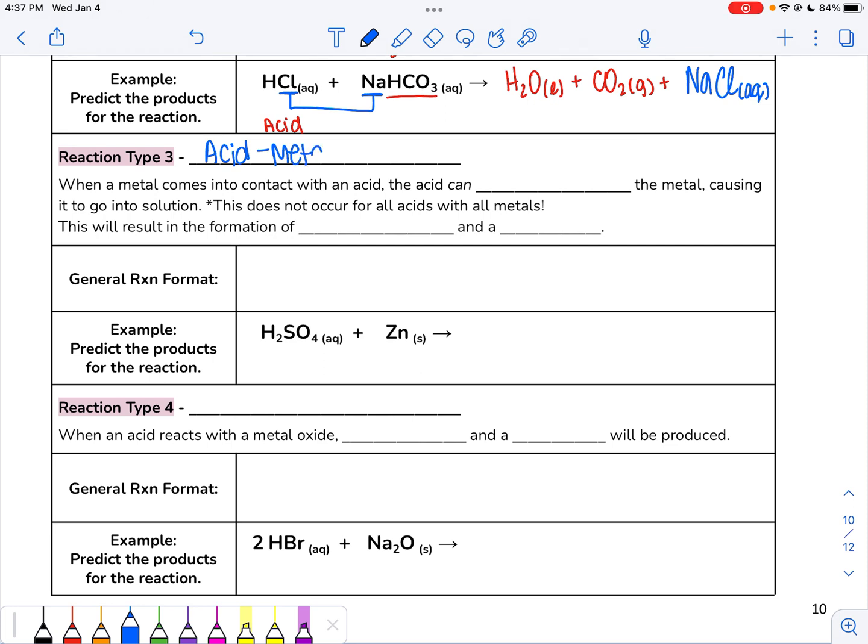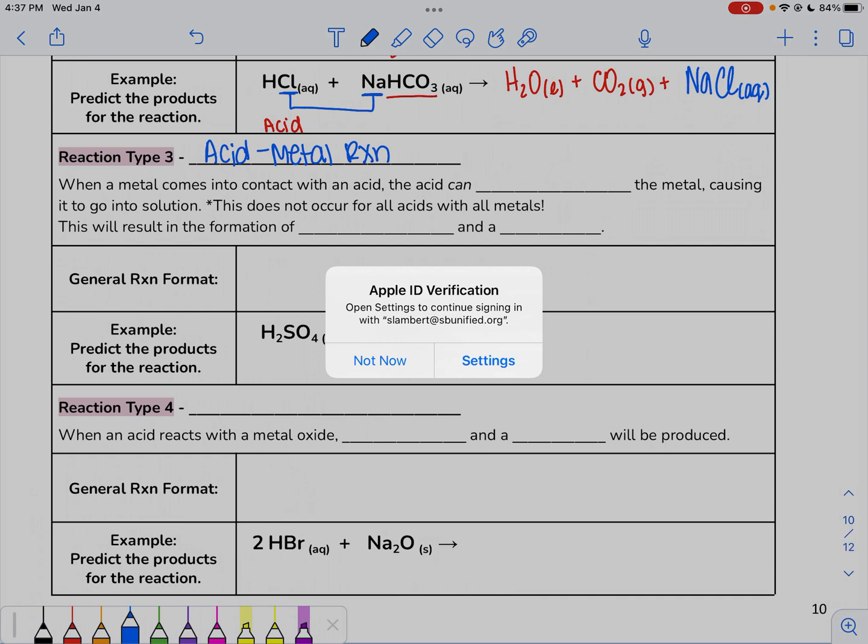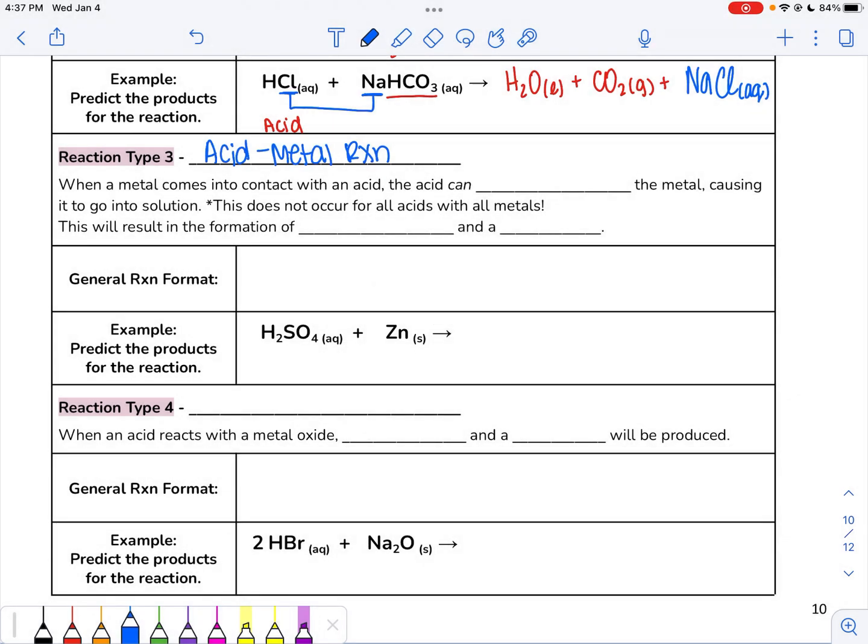Moving on to type 3. In type 3, these are going to be our acid metal reactions. So if you have a metal that comes into contact with an acid, the acid can dissolve that metal, causing it to go into solution. But just to be clear, this doesn't happen for all acids with all metals. So we're just going to assume that if I give you one of this type that matches this description, the reaction will happen.